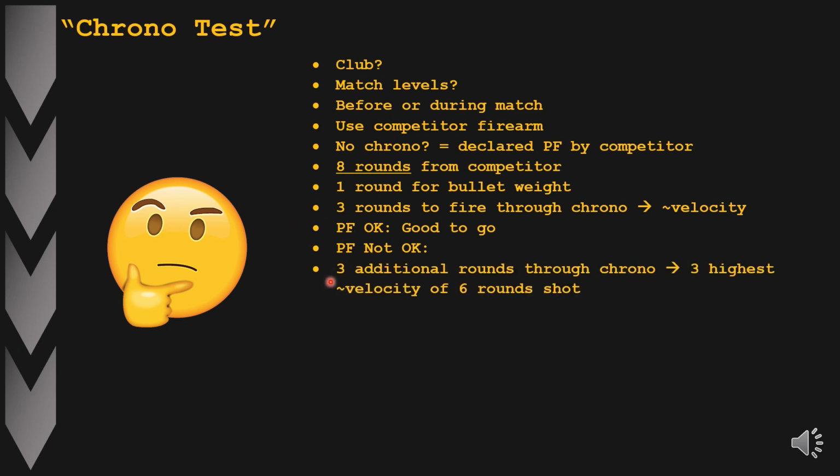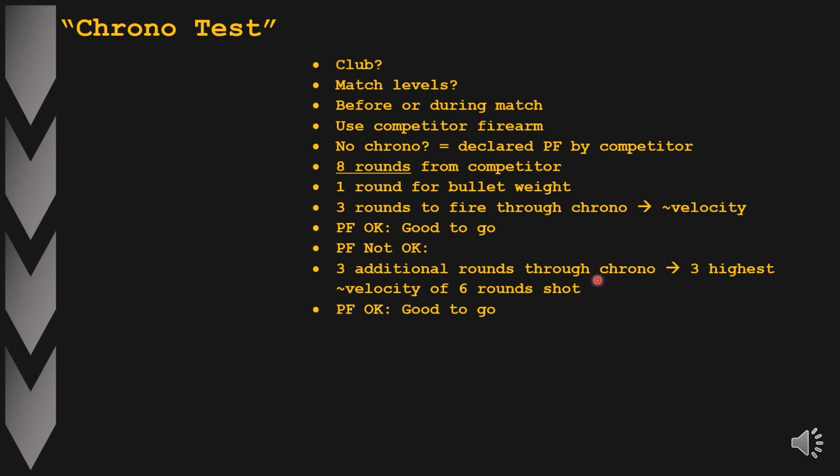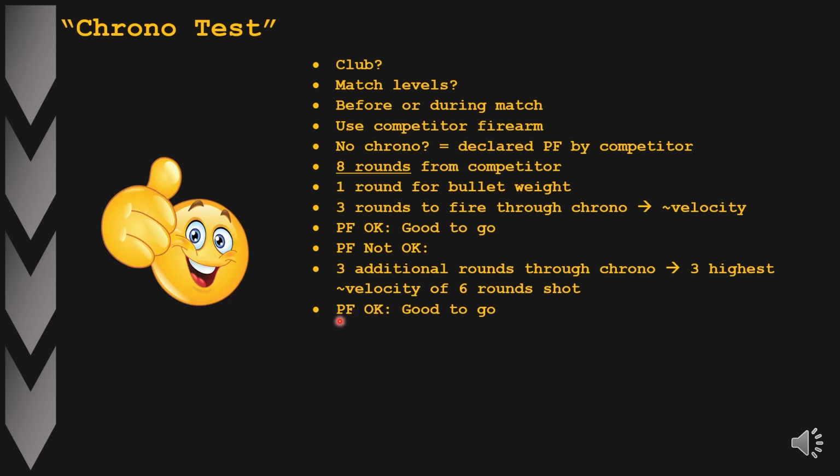But what happens if you did not achieve the power factor? Then there's an additional step. From the 8 rounds, 4 are already used. They will fire off the 3 other rounds through the chronograph, again with your gun. And the 3 highest average velocities of the total of 6 shots that they fired, they will use to calculate the power factor. And again, if you achieve your power factor, it's good to go, you can continue, no problem.